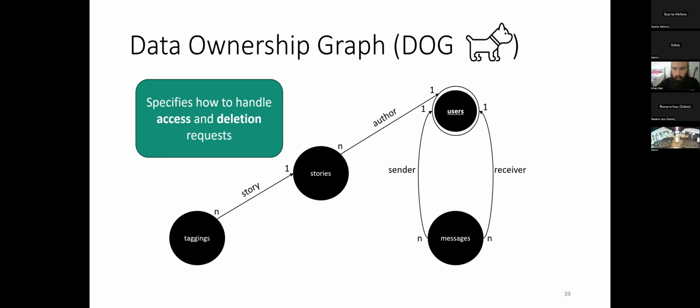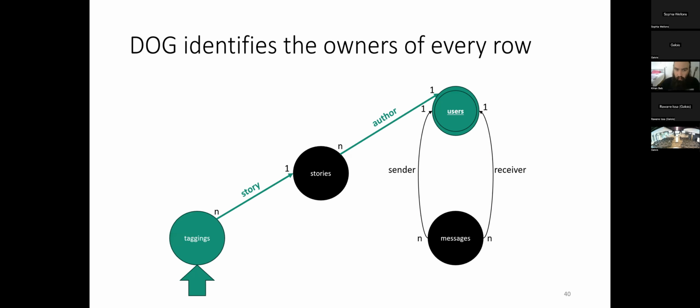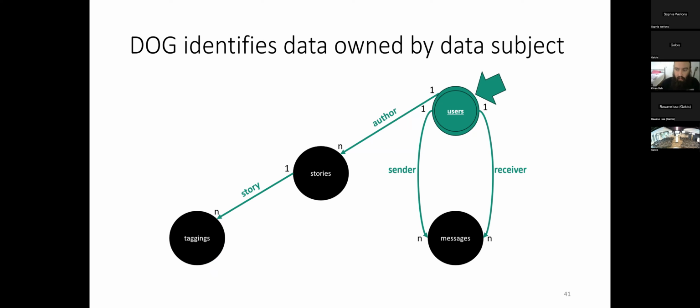The DOG specifies which data K9db should return or delete in response to an access or deletion request. And the DOG is suitable for this because of 2 very important properties. First, starting from a row in some table, for example, taggings, K9db identifies all the owners of this row by traversing the outgoing DOG relationships transitively until it reaches the data subject tables. Conversely, starting at a data subject row, K9db identifies all the data owned by that data subject by traversing all the edges in the opposite direction.